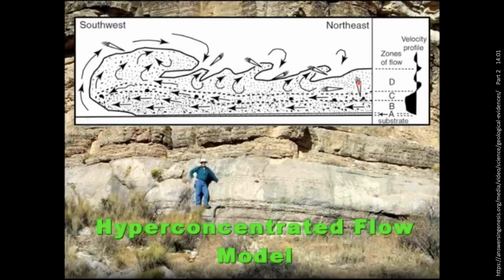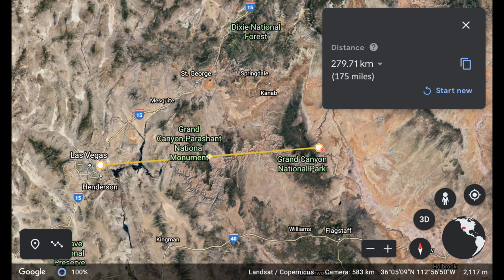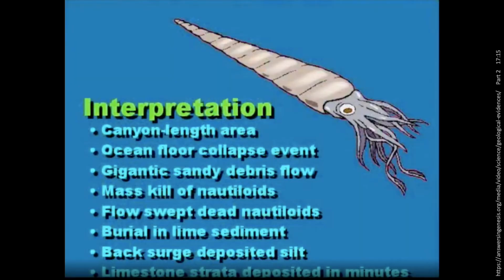About 15% of these shells are preserved in a vertical orientation. So how far does this nautiloid bed extend? It goes from the head of the Grand Canyon all the way over to Las Vegas, a total of about 175 miles. So how do we interpret what we see? This is a canyon length area. It was caused by an ocean floor collapse event. A gigantic sandy debris flow was created, killed the nautiloids, swept them up, buried them in lime sediment, and then the back surge deposited silt above the nautiloid fossils, and the limestone strata then was deposited in minutes.